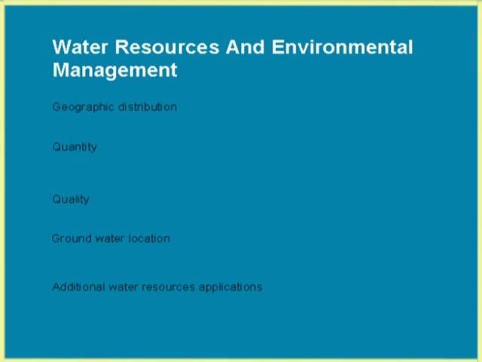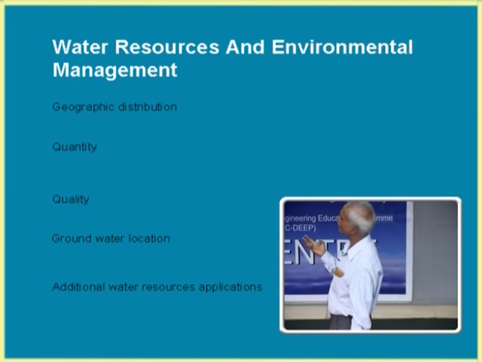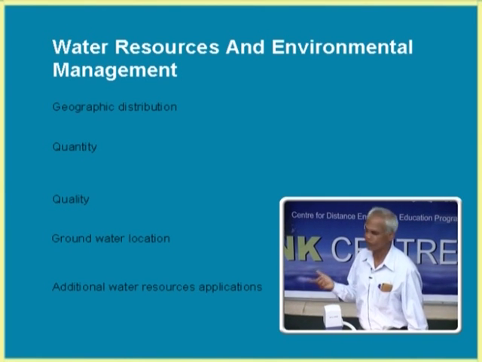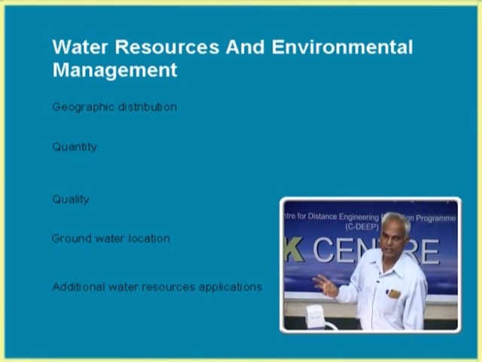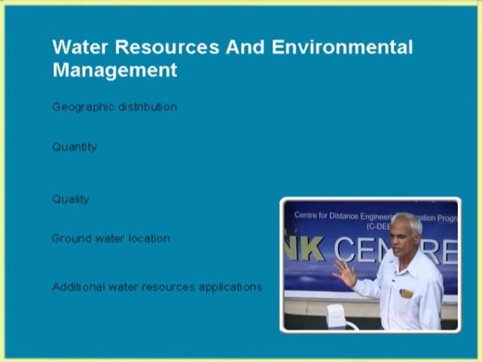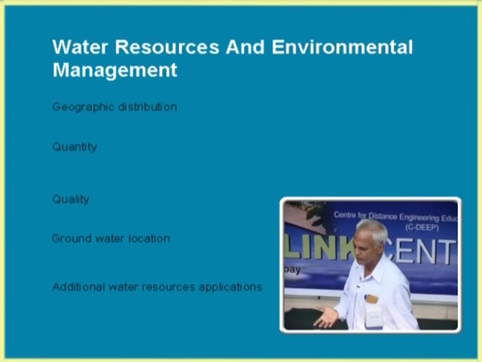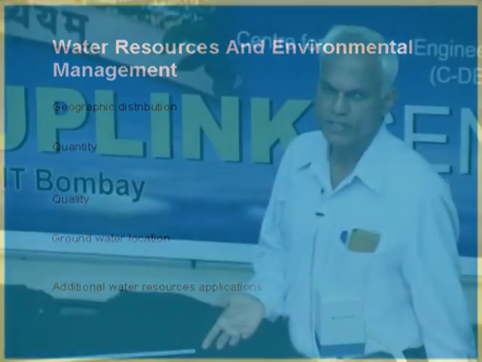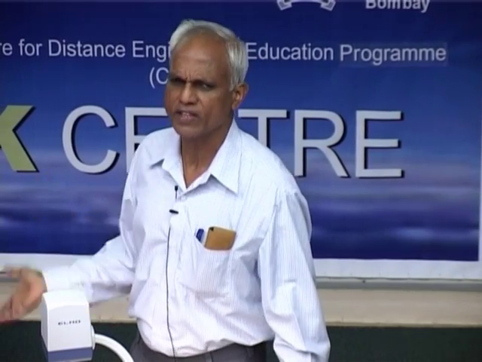And finally, what we are interested in, in water resource environmental management, in terms of what we want from water resources. One is the geographic distribution. Yes or no? How are the water resources geographically distributed? Then the quantity. Yes? Quality. Groundwater locations, if possible. Finally, any additional water resource applications, like what? Flood forecasting, disaster management, right? There can be many other applications.